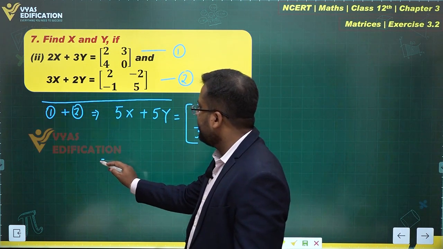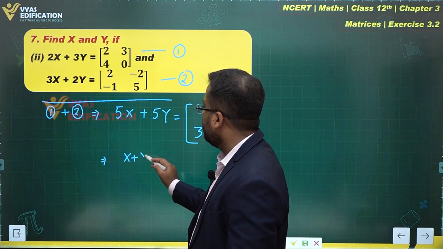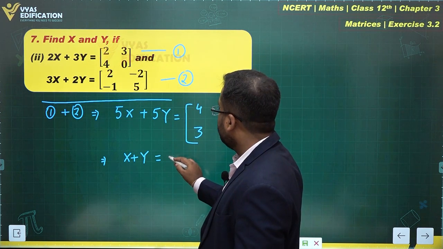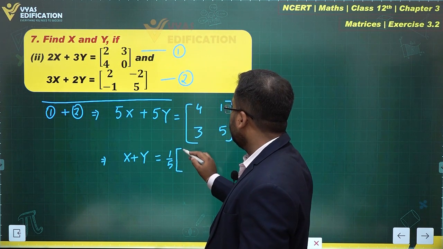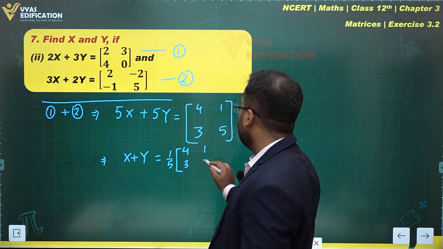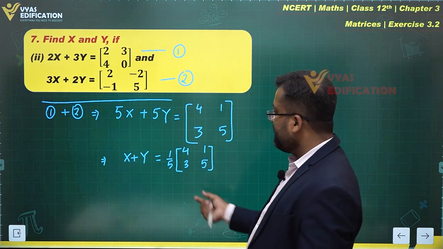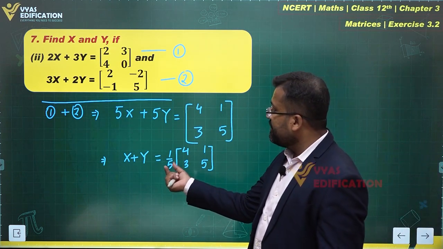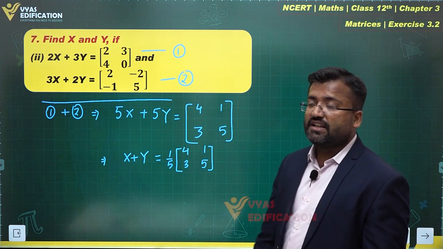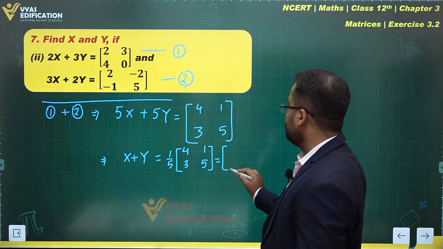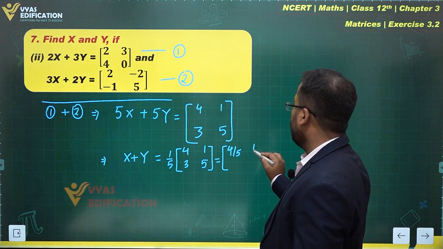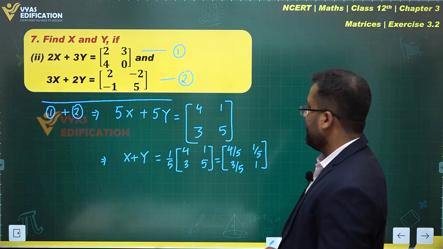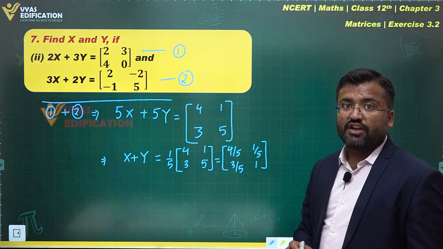And from here, I can easily get the value of x plus y by dividing by 5 throughout. What will that be? This will be 1 by 5 times this matrix [4, 1; 3, 5], which can be simplified by multiplying the 1 by 5 inside. 1 by 5 gets multiplied with each and every term inside the matrix, and what you will get is 4 by 5, 1 by 5, 3 by 5, and 5 by 5, which is 1. This is the matrix that you will get. This is x plus y for us.